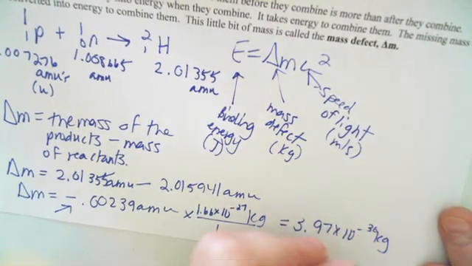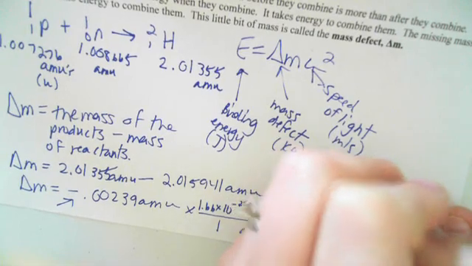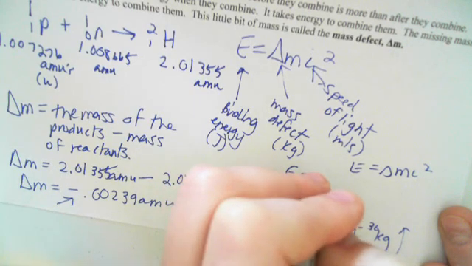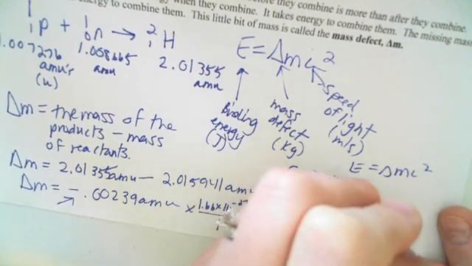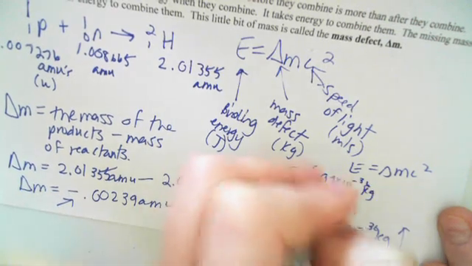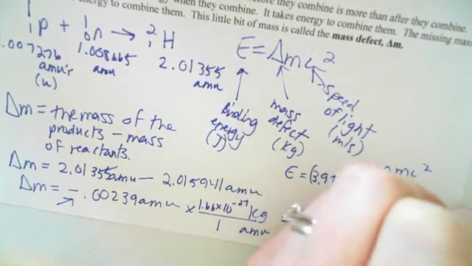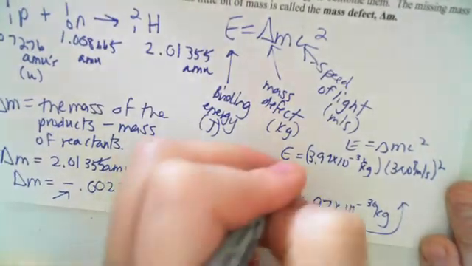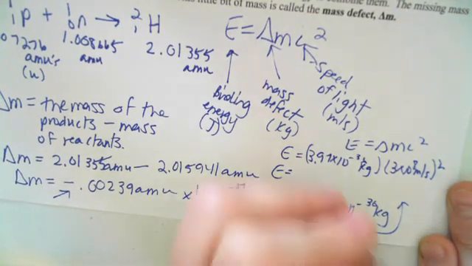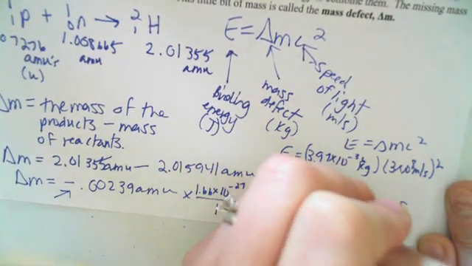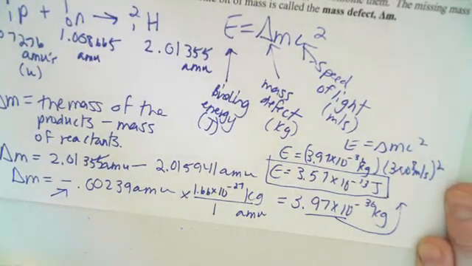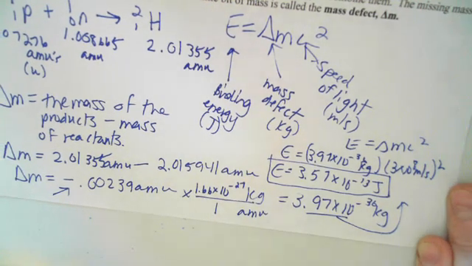So let's figure out how much energy that's equal to. So E equals mc squared, delta m c squared. Okay, so that amount of energy is equal to 3.97 times 10 to the minus 30 times 3 times 10 to the 8th meters per second, and then that whole thing is squared. And so the binding energy is equal to 3.57 times 10 to the minus 13 joules. Okay, so that's how much energy it takes to combine a proton and a neutron.